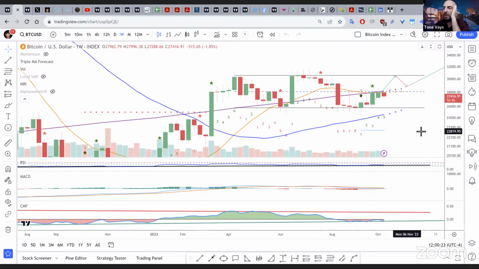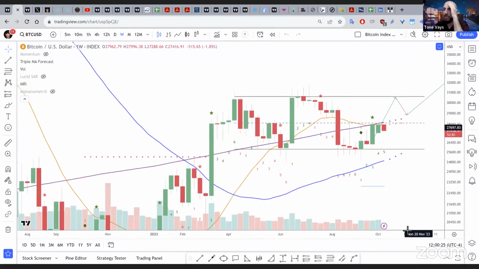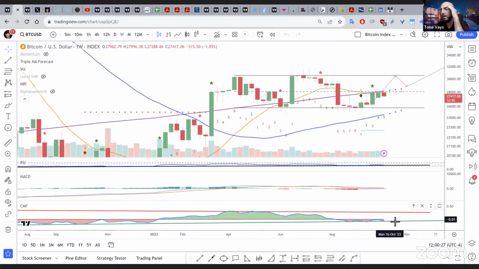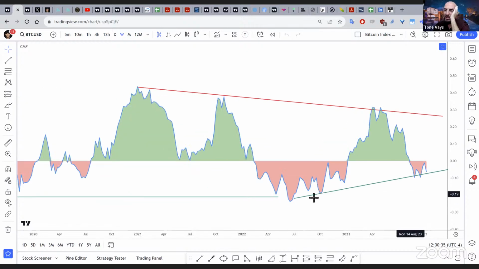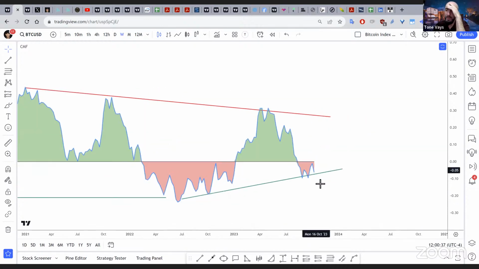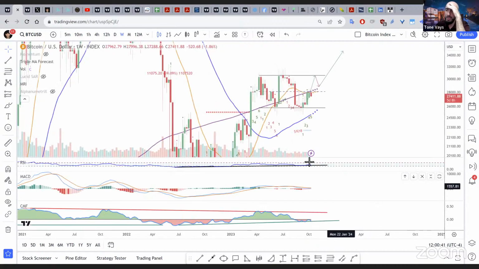And we're going to the weekly chart. On the weekly chart, I don't like the CMF. You can see that the CMF is starting to go red again. As long as it stays within this trend, that's a positive sign. But if we make a new low in the CMF, that is certainly concerning.